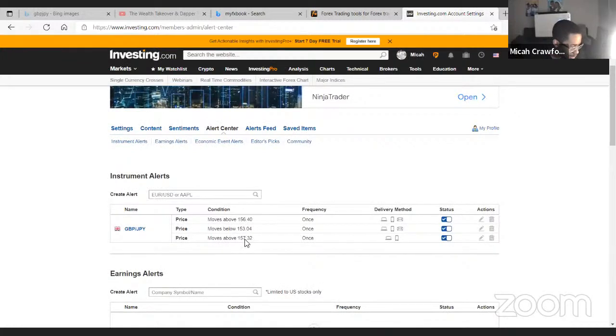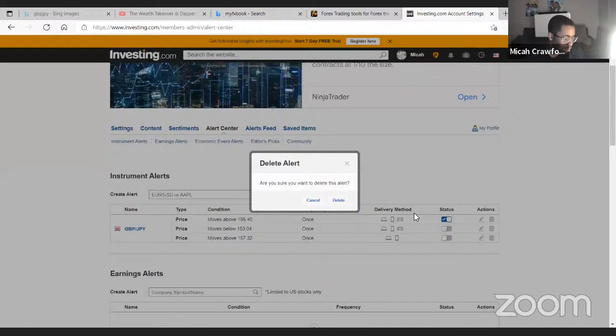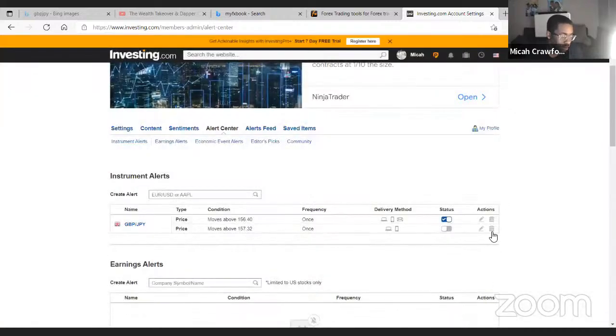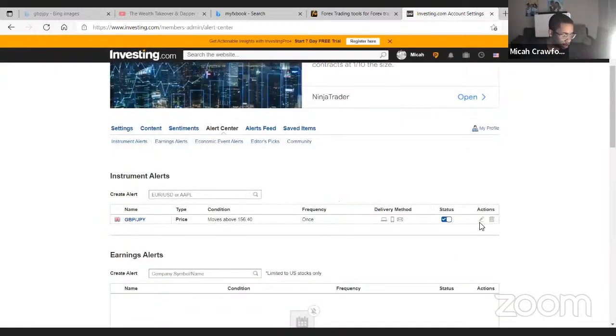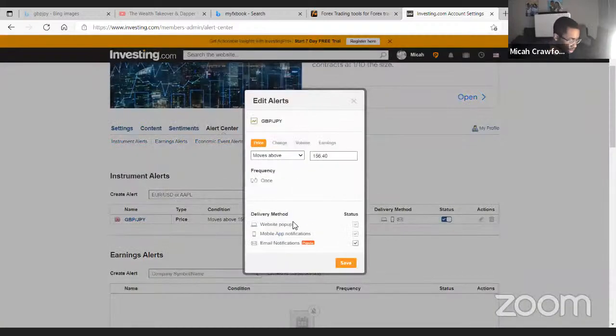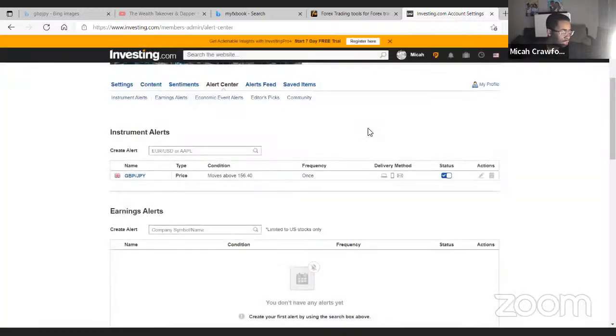We said move above 156.396. It rounded it up to 156.40. All right, so we'll move this over here. The status is that one is active. I'm going to delete these two. And I have the app on my phone, and I make sure my notifications are turned up as well. So if I hit actions, of course, it's going to come to my email and my mobile phone. All right, so that's it on investing.com.